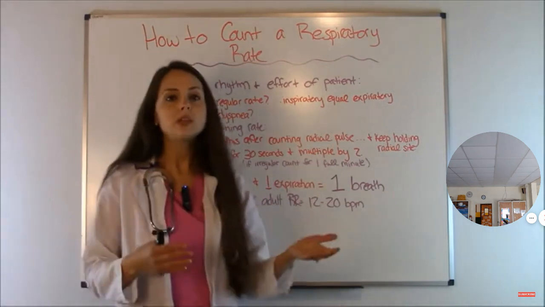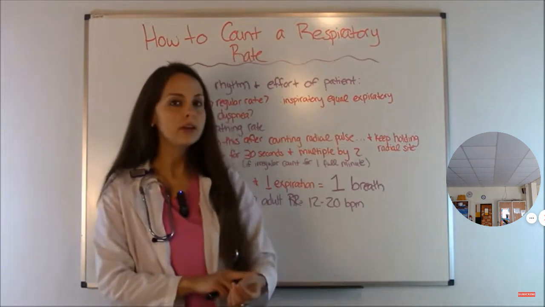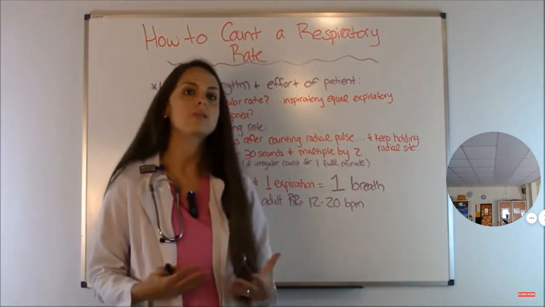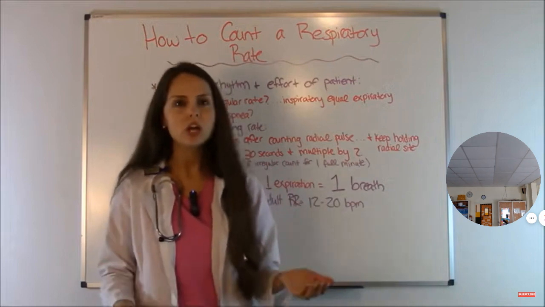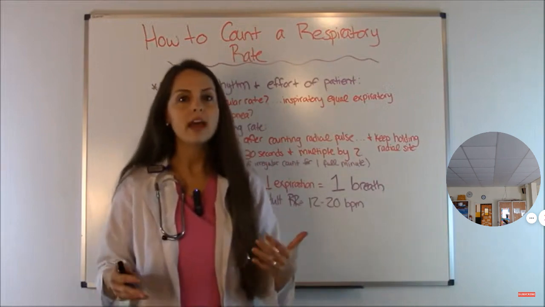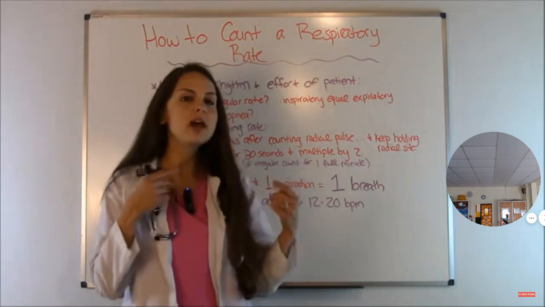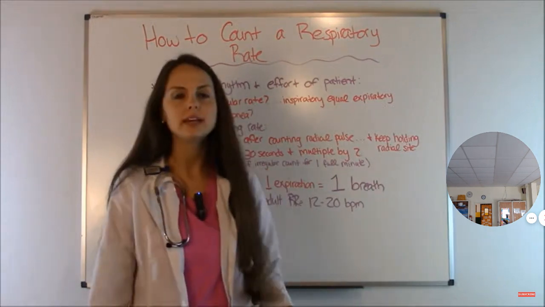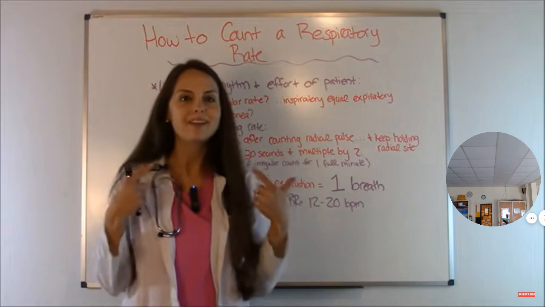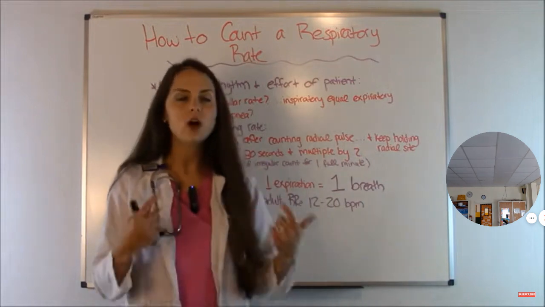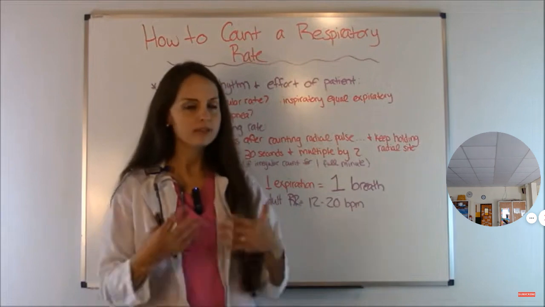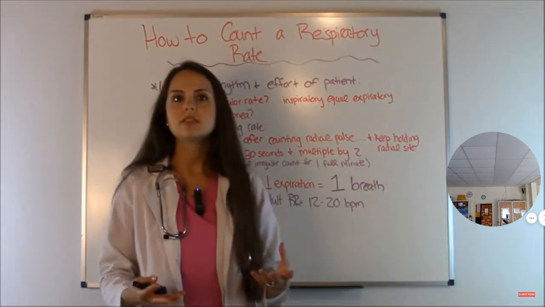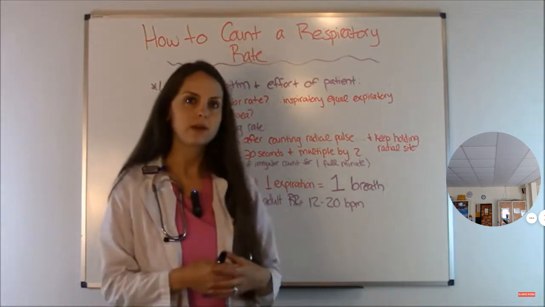So the reason you want to hold the radial pulse while you're counting the patient's respirations is because if a patient knows that you're counting their respirations, they're going to throw them off. And it's just like blinking. If you tell someone, I'm going to measure how much you blink, the person's going to be aware of how much they're blinking, and they're going to be conscious of it, and it's going to throw what the normal rate would be. So after you get done counting the respirations, let them know that you were counting the respirations.